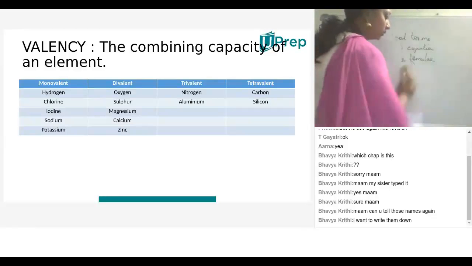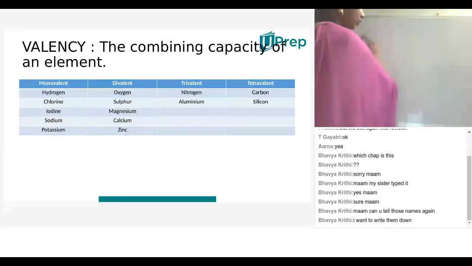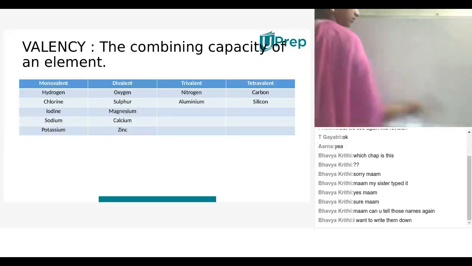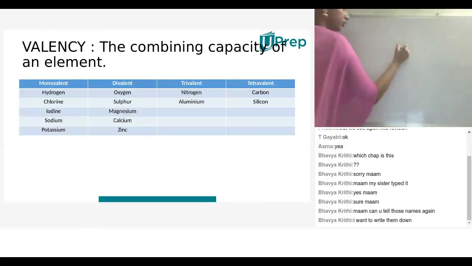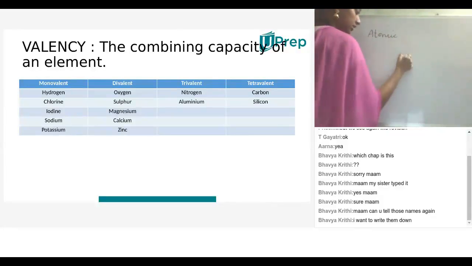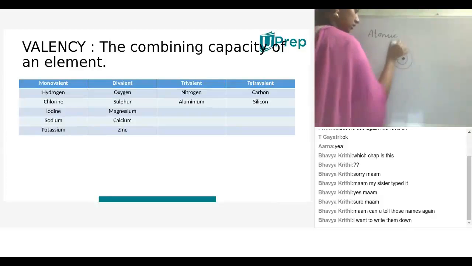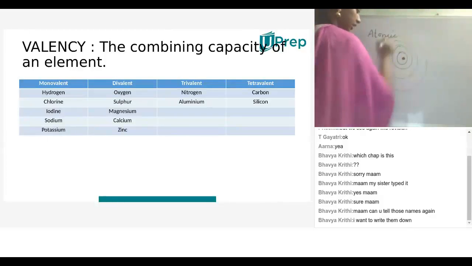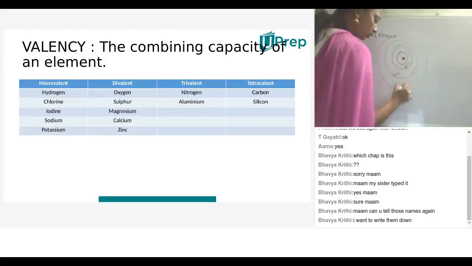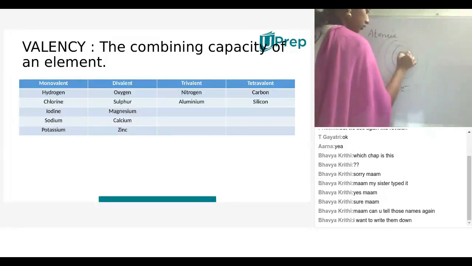See, all of you have forgotten everything. Next time I won't leave it. So for every atom, I want to draw the atomic structure. This is the nucleus. Around the nucleus, orbitals are there. On the orbitals, the electrons will revolve, and protons and neutrons are present.